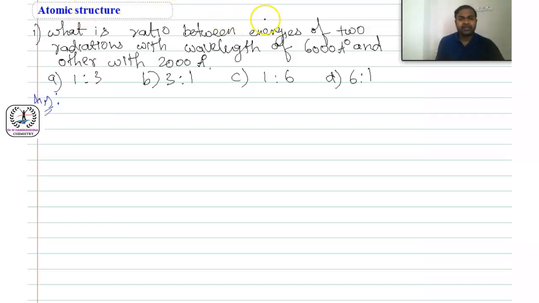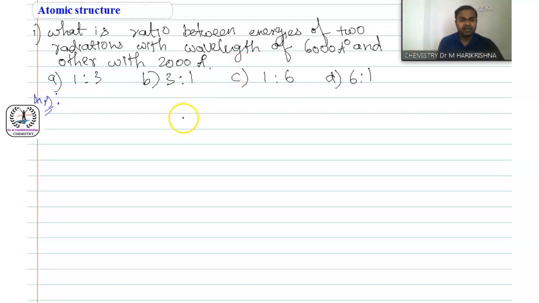What is the ratio between energies of two radiations with a wavelength of 6000 angstrom units and the other with 2000 angstrom units? Option 1 is 1 is to 3, 3 is to 1, 1 is to 6, 6 is to 1. So they have given the wavelength ratio.